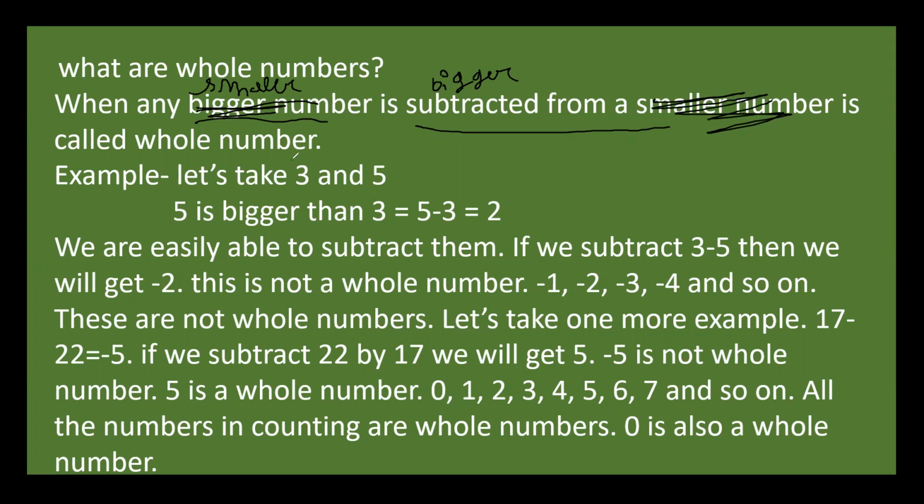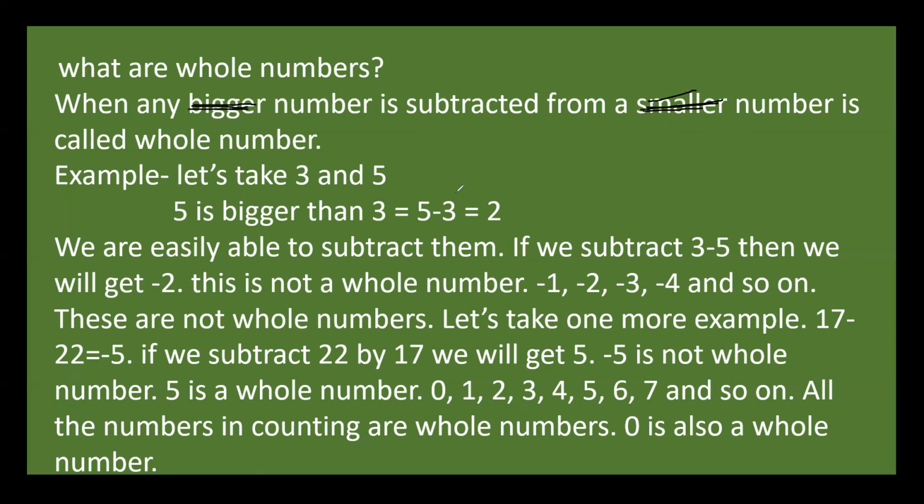Okay, let's take an example of 3 and 5. If any bigger number is subtracted from a smaller number, the result is an integer, not a whole number. So let's take the example of 3 and 5. First of all, let me cut this so that you don't get it wrong.